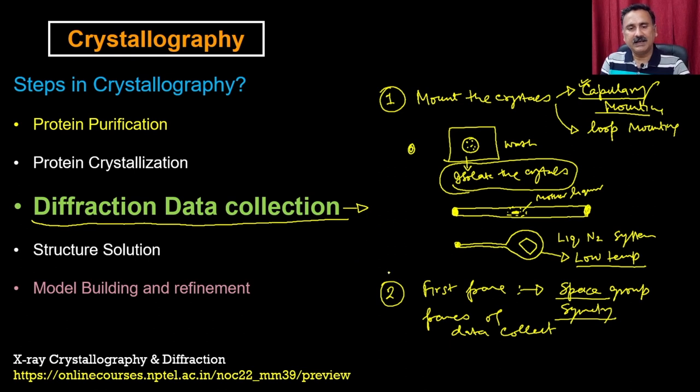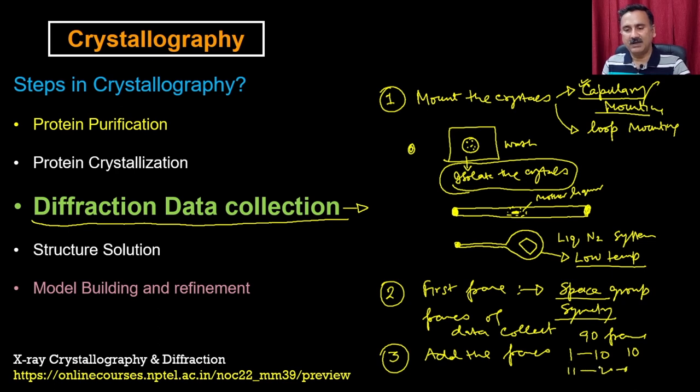Once you have collected the data, the third step is to add the frames together. For example, if I have collected 90 frames, I will take frames 1 to 10 and add them so that I have the data of frames 1 to 10. Similarly, I will add frames 11 to 20 into another set of 10. That is how you collect all the frames data.